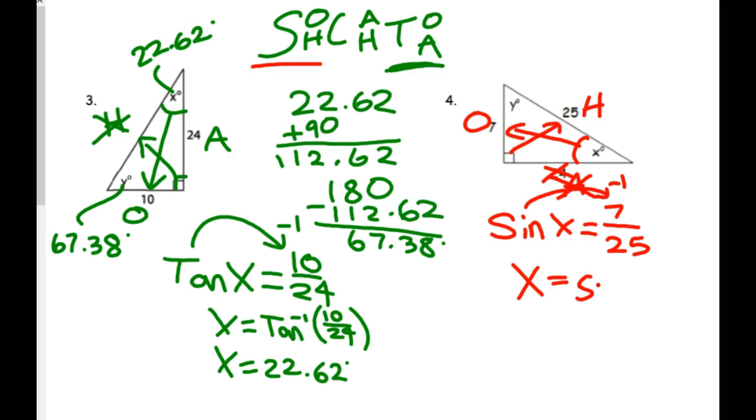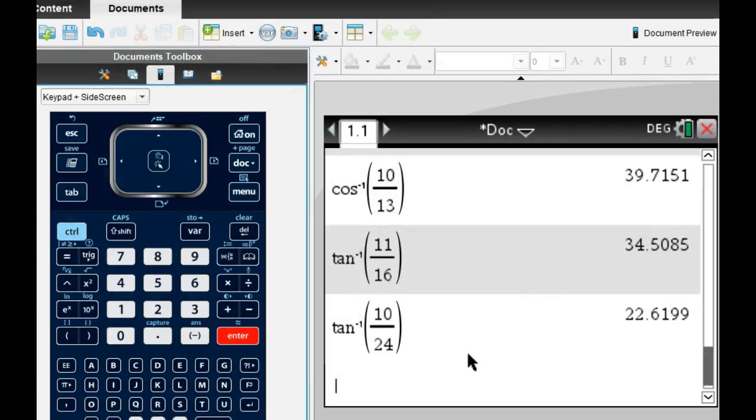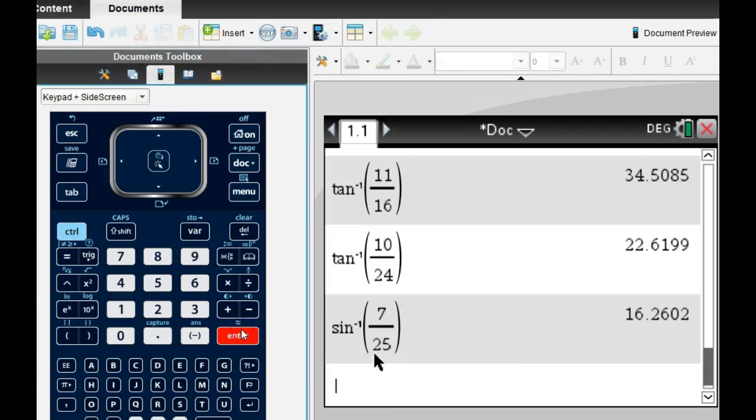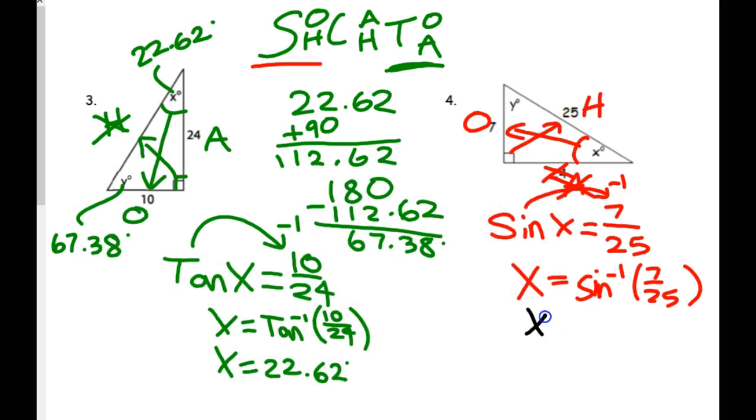So x equals sine inverse 7 over 25. Type that in real quick. So we get 16.26 degrees. So I know what this is, and I'm sure y'all can figure out the other one, right? You can subtract that from 180, add it up, subtract from 180. So again, I'm going to leave y undone because you can do it, right?